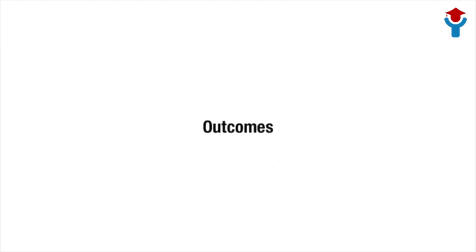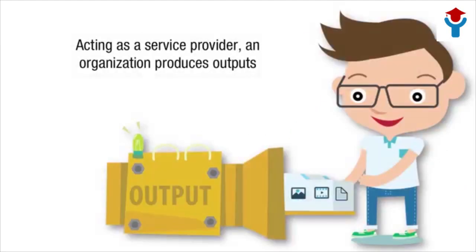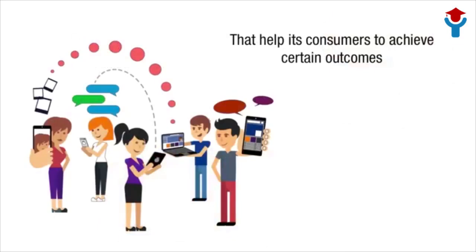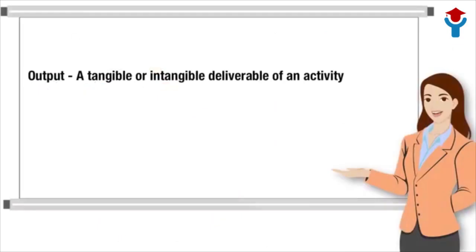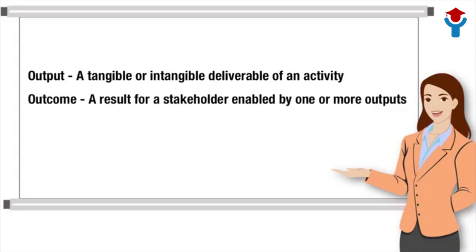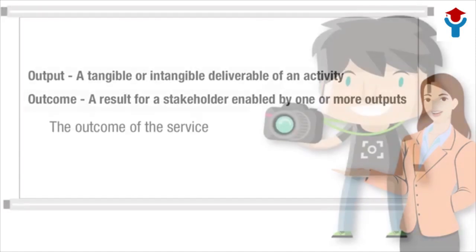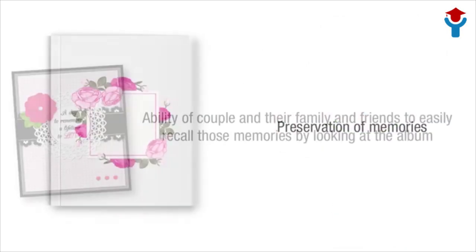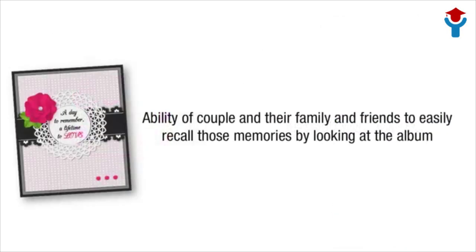Outcomes. Acting as a service provider, an organization produces outputs that help its consumers to achieve certain outcomes. Output, a tangible or intangible deliverable of an activity. Outcome, a result for a stakeholder enabled by one or more outputs. The outcome of the service, however, is the preservation of memories and the ability of the couple and their family and friends to easily recall those memories by looking at the album.